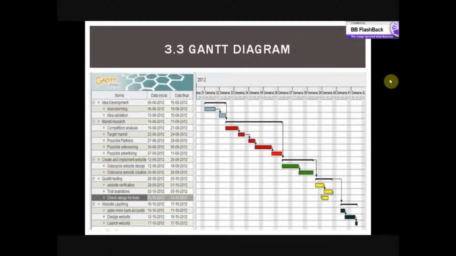This is the Gantt diagram of this project. We have the main activities represented by the black lines and their subtasks represented by these boxes. We have also the schedule of each activity and their duration. Market research is the activity that needs more time to be done, because it's very difficult to have a successful idea. It's very important to study and know the market in which we are competing.